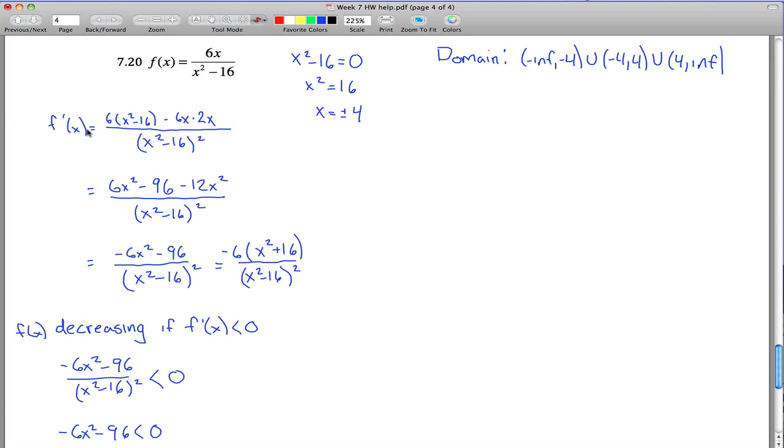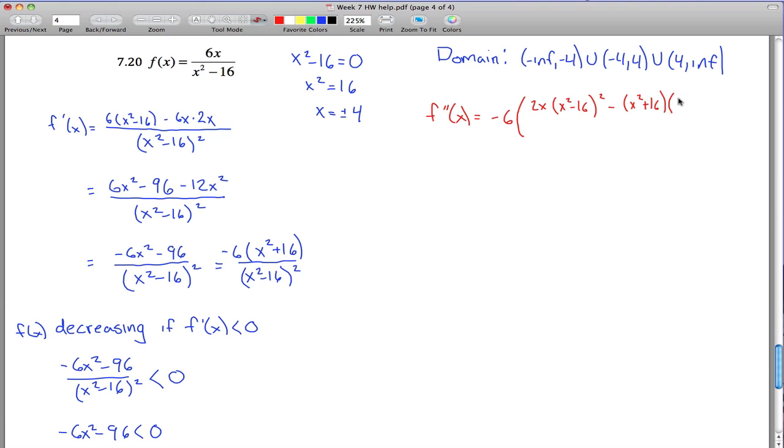So to find the second derivative, maybe I'll switch colors. It's going to get kind of messy. The second derivative is the derivative of this guy. Leave the negative 6 alone. Multiply by the rest of this stuff. Let's see, we've got a quotient rule. Derivative of the top is 2x. Leave the bottom alone. Subtract from that. Leave the top alone. And multiply that by the derivative of the bottom. Careful, we've got a chain rule going on here.